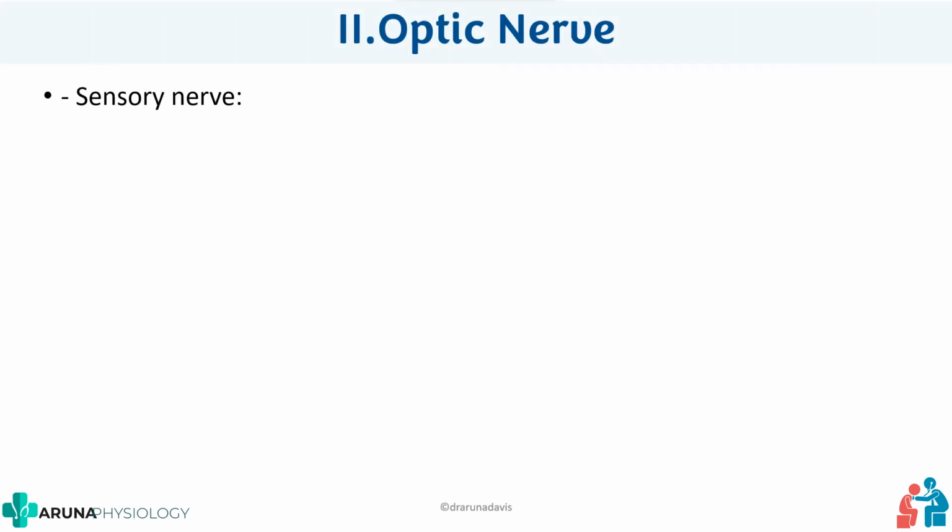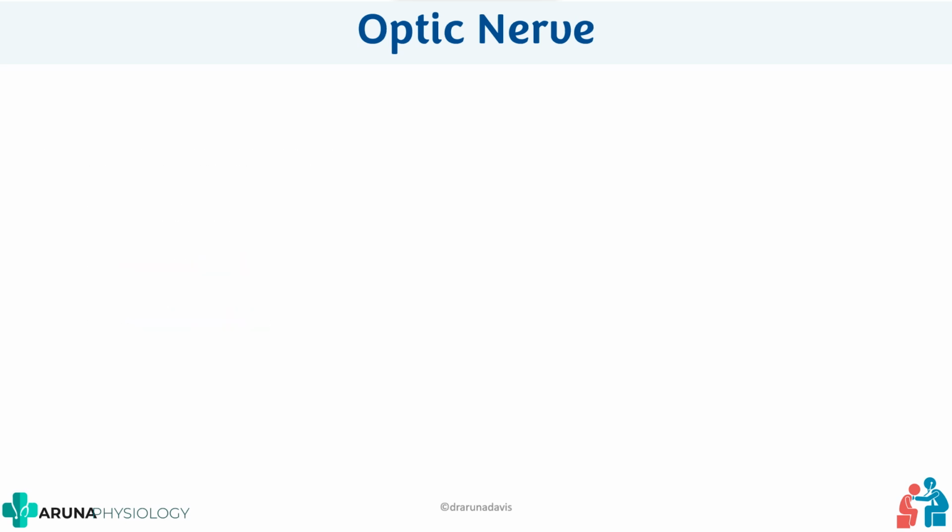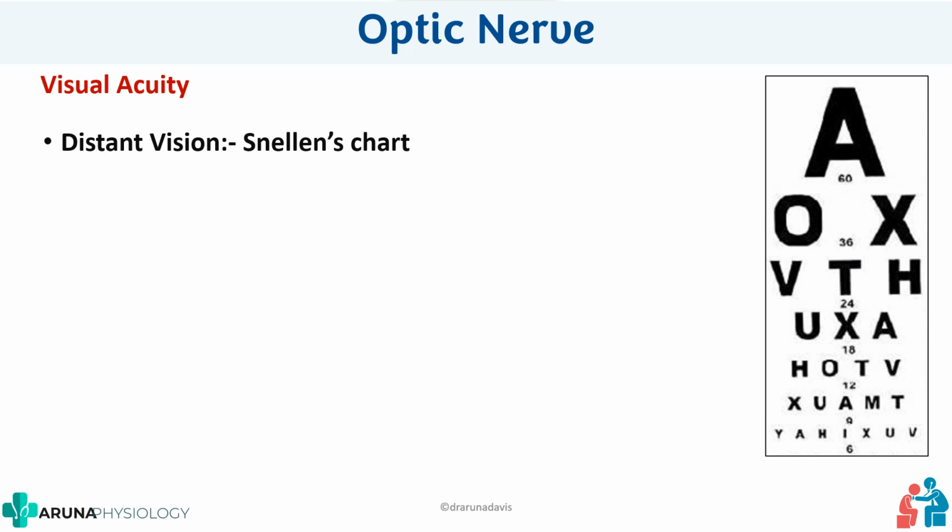Next is the second cranial nerve, which is the optic nerve. We know that the optic nerve is a sensory nerve which is mainly involved in vision. To assess the optic nerve, we have to assess visual acuity, visual field and color vision. So how do we test that? First we'll see how to test visual acuity. For distant vision we use a special chart called the Snellen's chart. This is the Snellen's chart here.